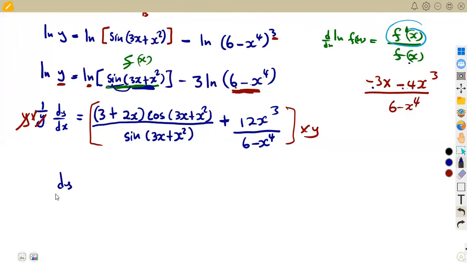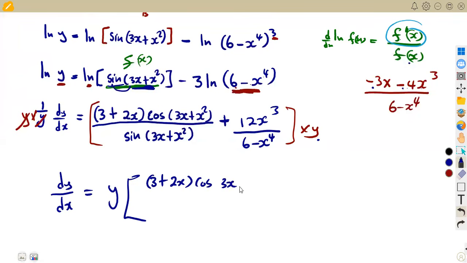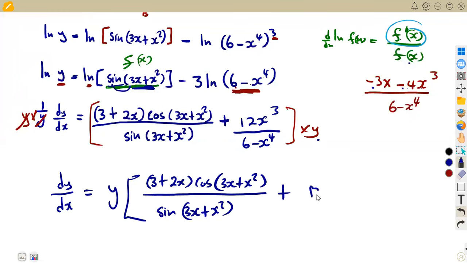So that means our dy dx is going to be equal to y into the whole of this bracket that we have, which is 3 plus 2x into the cosine of 3x plus x squared, everything over the sine of 3x plus x squared in this case, all right, plus 12x cubed over 6 minus x to the exponent of 4. That is the condition that you have, and not forgetting that previously we were given y.